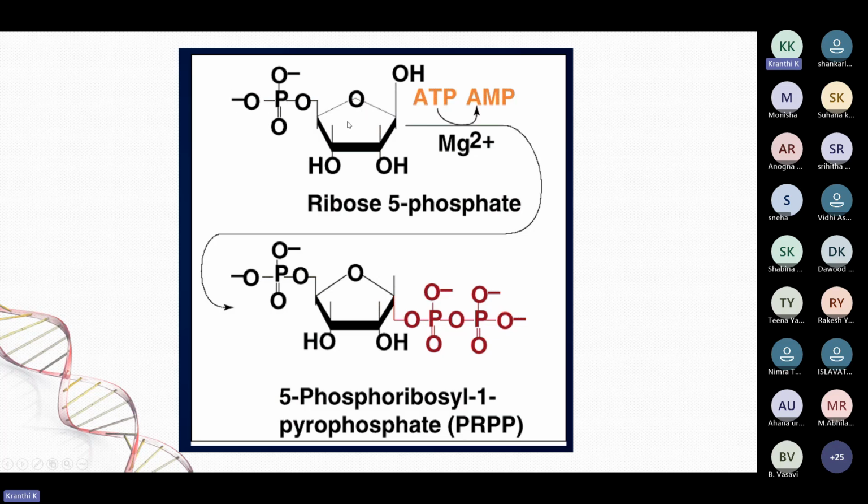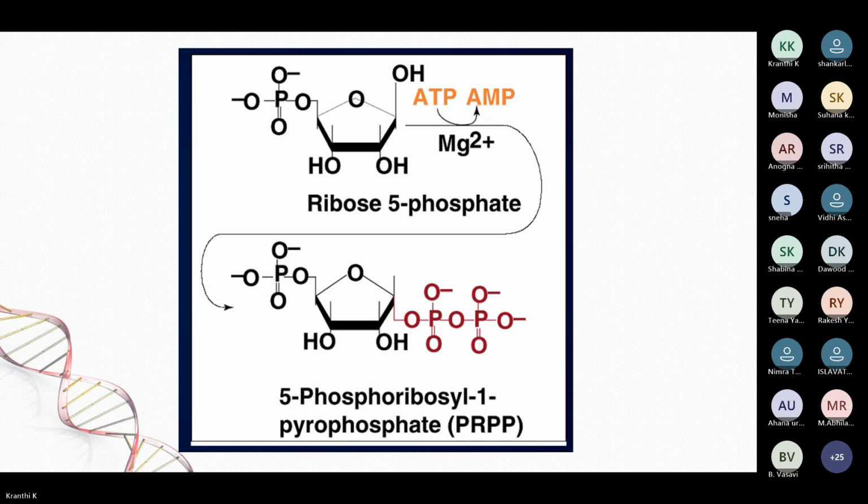Then after adding the ATP, 1 AMP will be released. That means of the 3 phosphates, one is liberated and 2 phosphates are added here in this place. So this structure is called 5-phosphoribosyl 1 pyrophosphate. Just remember this as the PRPP.